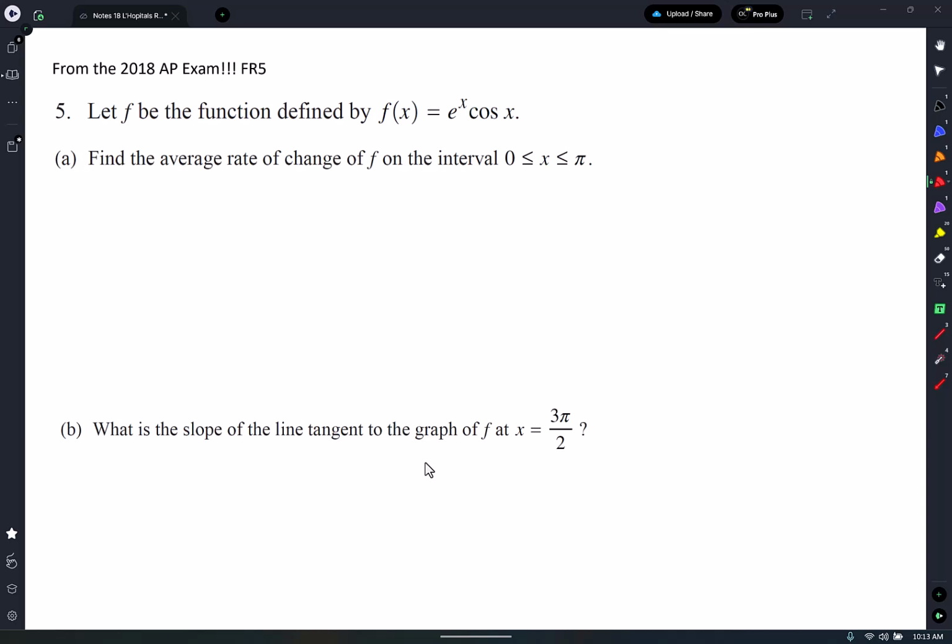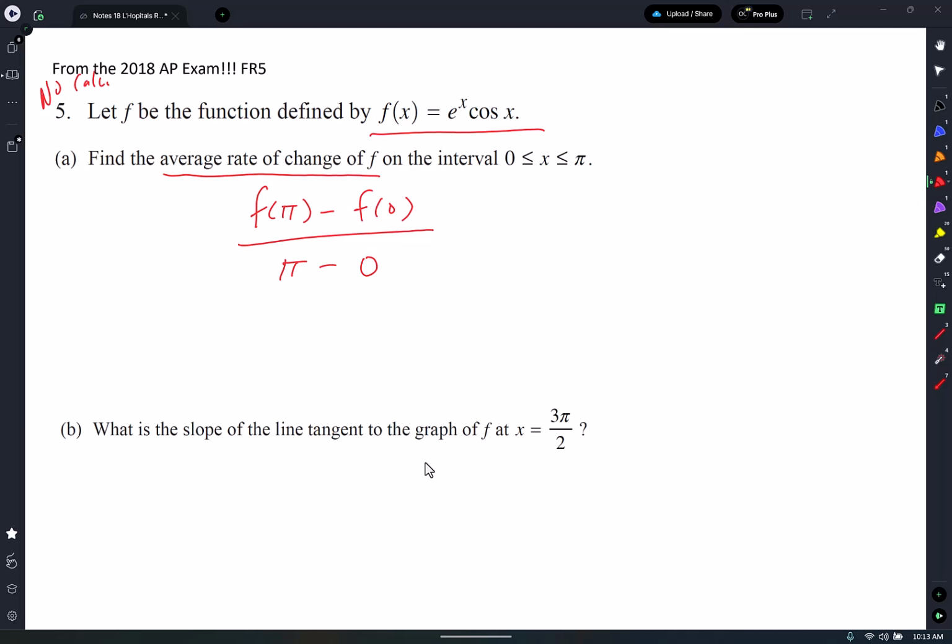Let f be the function defined by, and they give me a function. By the way, this one's a no calculator, these questions. Find the average rate of change of f on the interval 0 to pi. Average rate of change. That doesn't sound like calculus. That just means f of pi minus f of 0 divided by pi minus 0. That's all that is.